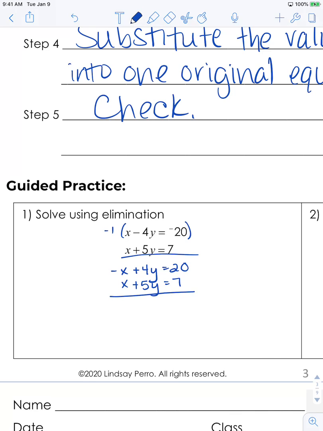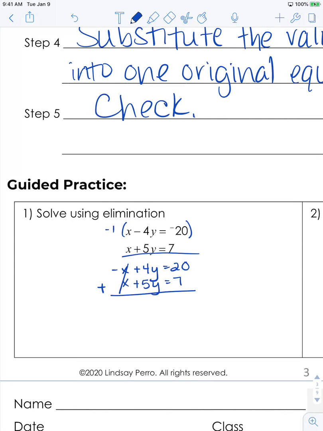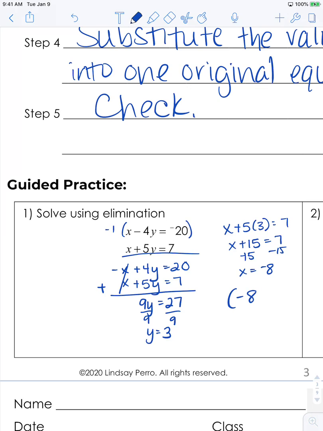And then you are going to just treat this like a regular standard stacked addition problem. So your x's are going to cancel out. 4y plus 5y is 9y. 20 plus 7 equals 27. Divide by 9 on both sides. y equals 3. We'll substitute that back into one of the equations. I'm going to pick the second one just because it doesn't have negatives. So x plus 5 times 3 equals 7. x plus 15 equals 7, minus your 15. And then you have x is equal to -8. So our solution should be -8, 3.